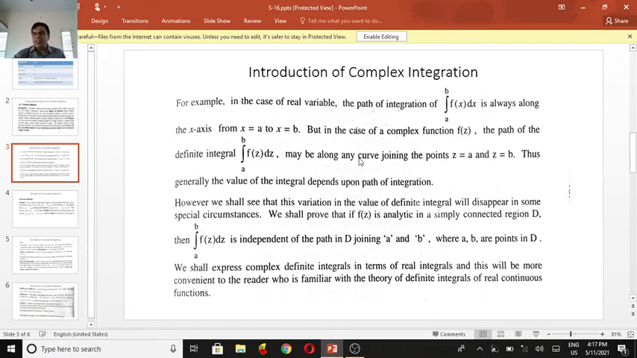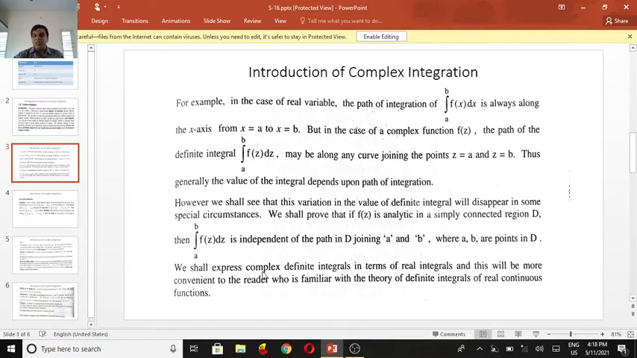We shall prove that if f(z) is analytic in a simply connected region D, then the integral from a to b of f(z) dz is independent of the path in D joining a and b. This is the independent path from the line joining a to b, where a and b lie in the domain D. So the integral from a to b of f(z) dz is independent of the path joining a and b, where a and b are points in D.